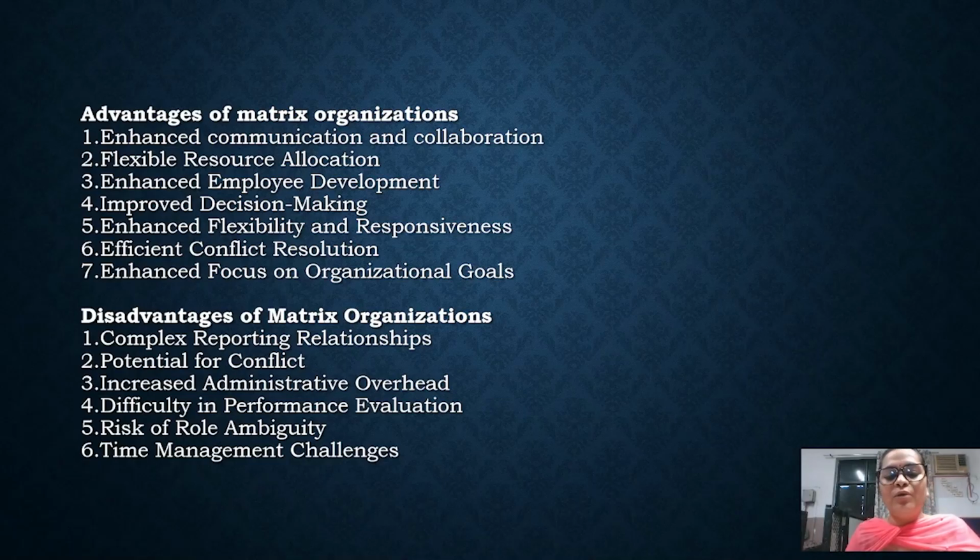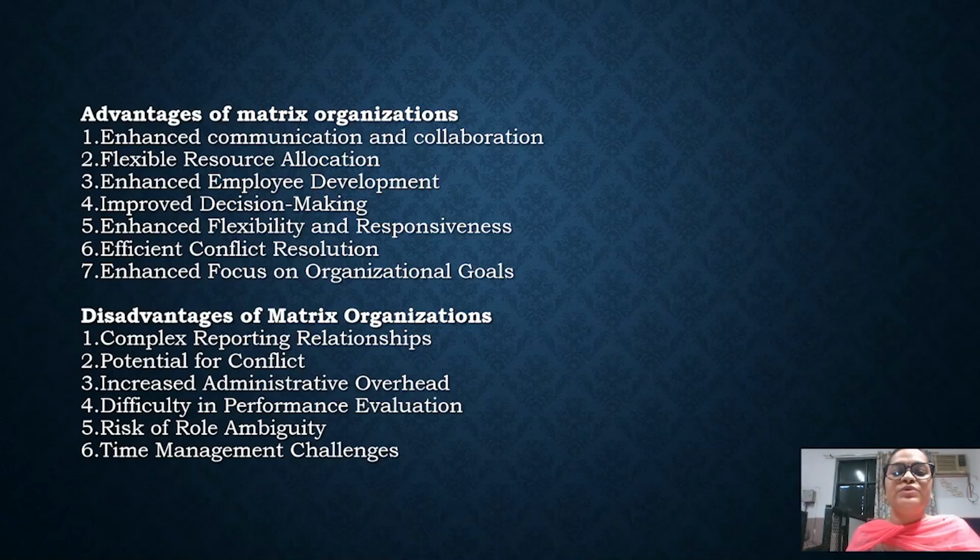And how these can be overcome. With inputs from both functional and project managers, the decisions will be more balanced. The decisions will reflect both technical expertise as well as project-specific needs, right? So the balance between the two will always ensure that decisions are well rounded and consider various aspects of the organization.